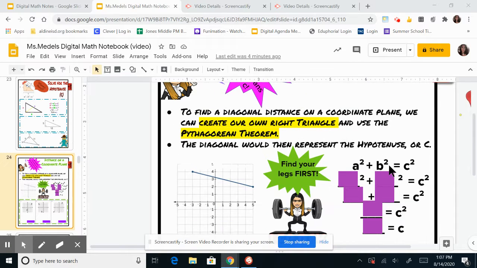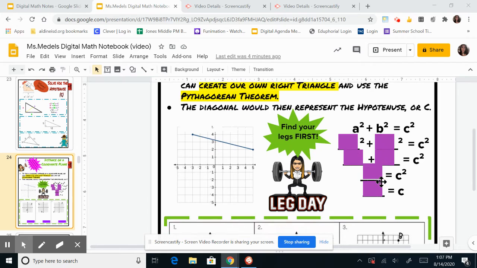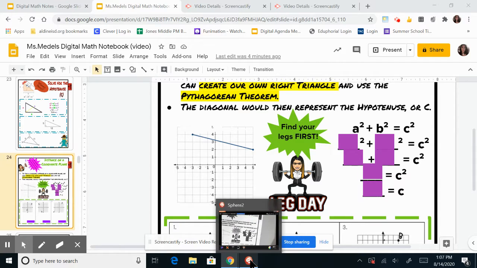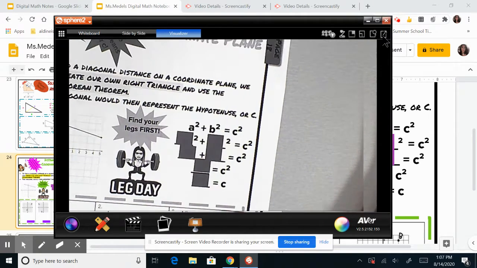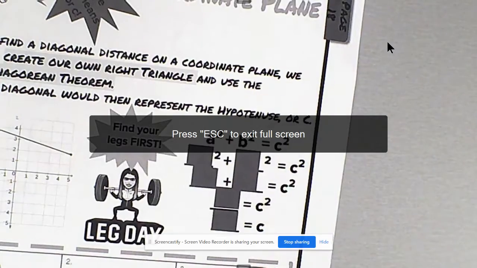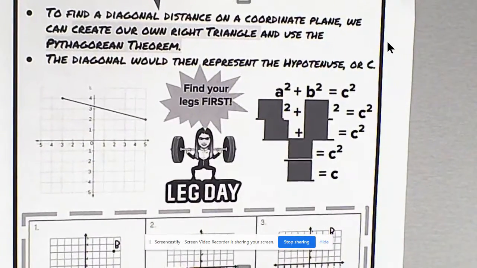So let's look at my example. Okay, here is my example. We have to find our legs first. Okay, you can't forget about leg day, right? You go to the gym, you can't forget about leg day. So we got to figure out what our legs look like. Actually going to do it on here. I apologize that I don't have color paper. It's not in color. It's not pretty. I know.